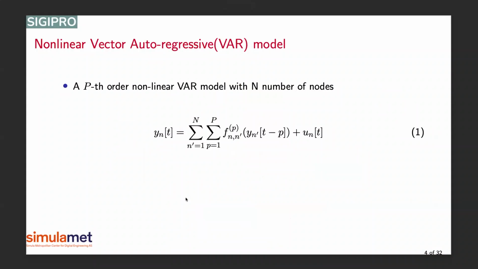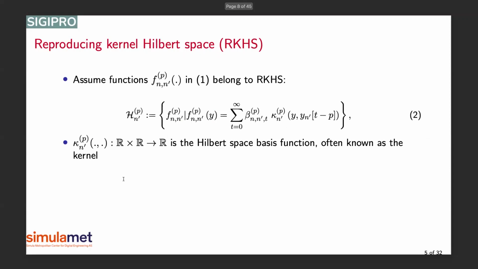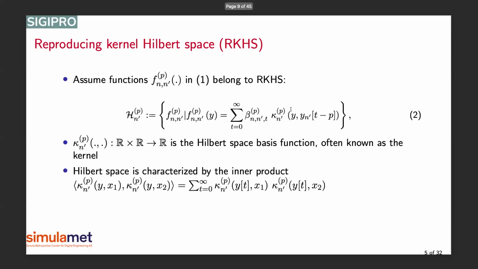So we assume the system can be described using a nonlinear vector autoregressive model where the time series value of the sensor n at time t can be expressed as a nonlinear combination of p time lagged values of all other sensors. And our aim is to estimate the function f_n'^p, which describes the influence of the p time lagged values of sensor n' on sensor n. In order to estimate this function, we assume the function belongs to a reproducing kernel Hilbert space where any nonlinear continuous function can be expressed as an infinite combination of basis functions known as kernels, which measure the similarity between data points. And importantly, this Hilbert space is characterized by an inner product induced by the kernel.